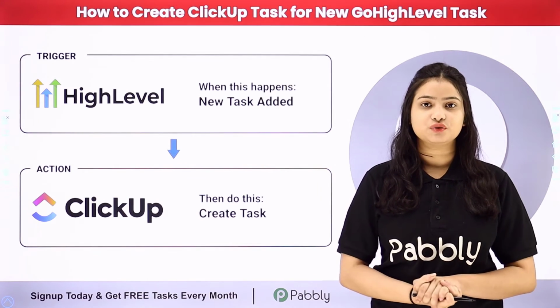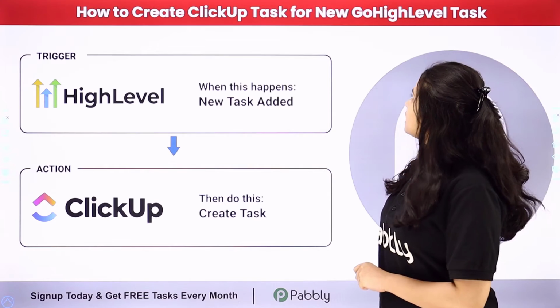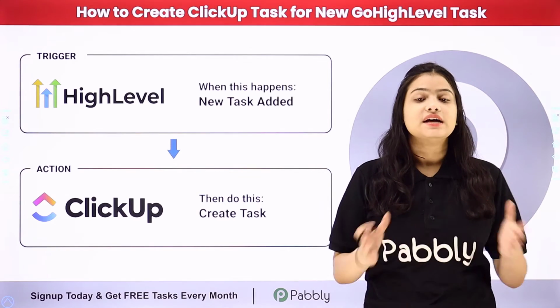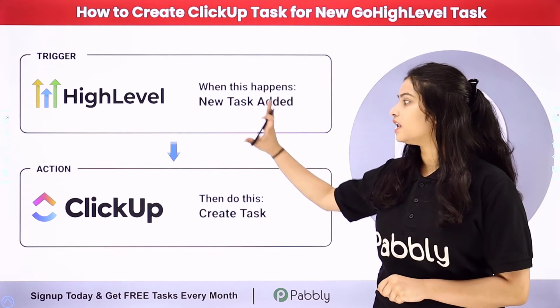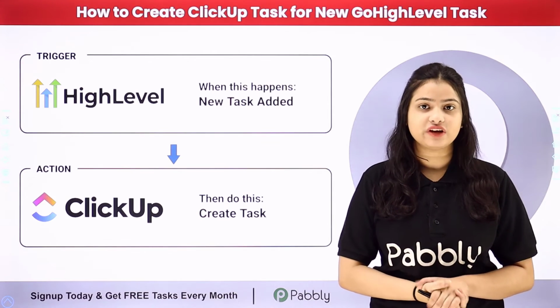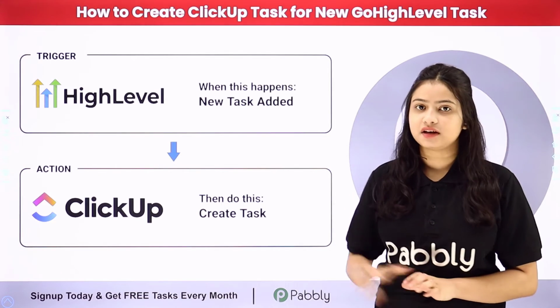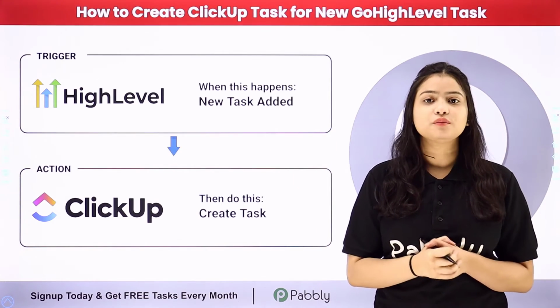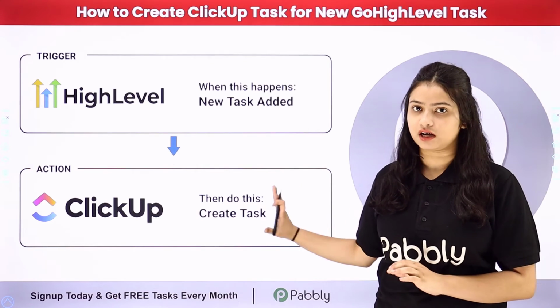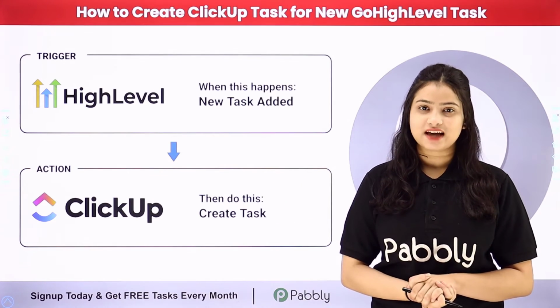In this video, we are going to learn how to create ClickUp tasks for new GoHighLevel tasks. So basically, I want to sync my GoHighLevel and ClickUp tasks in such a way that whenever a new task is added in GoHighLevel CRM, then automatically a task should also be created in ClickUp. So how are we going to automate this entire process?